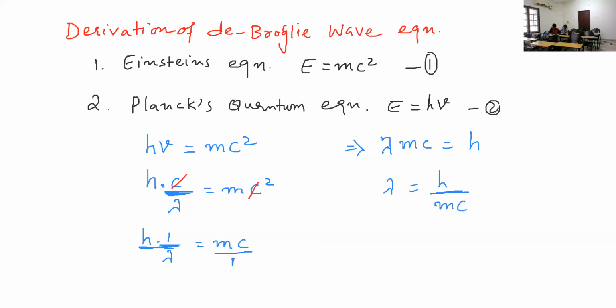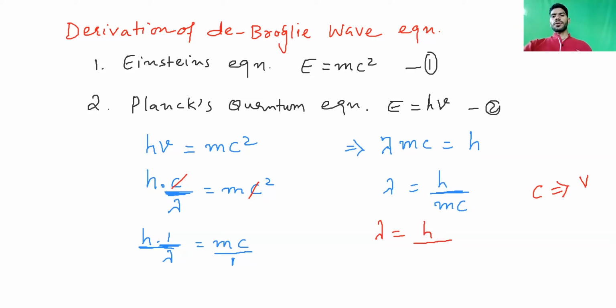Yes, sir. Now what he did here, what was the C? C was the speed of light, right? So in place of C, now he told that we will take V. V is the velocity of any material object. So that means we can write lambda is equal to h upon mv, mass into velocity. So this is the de Broglie's wave equation.